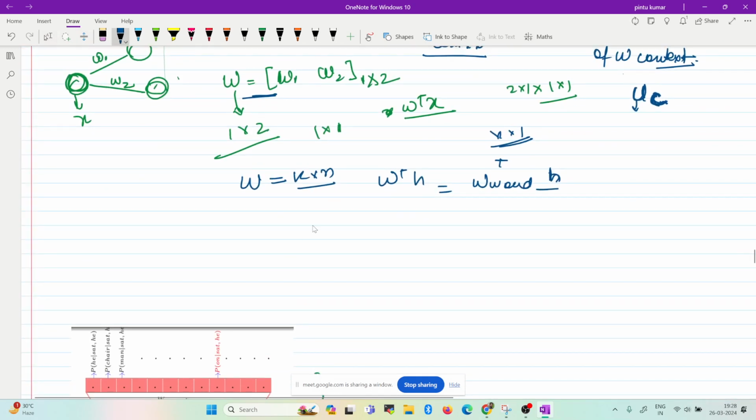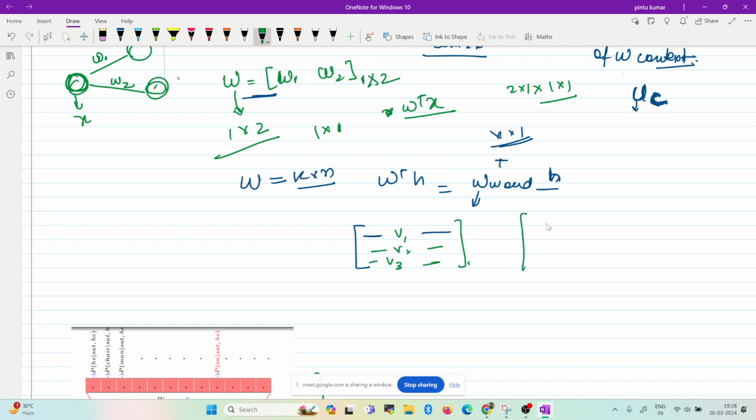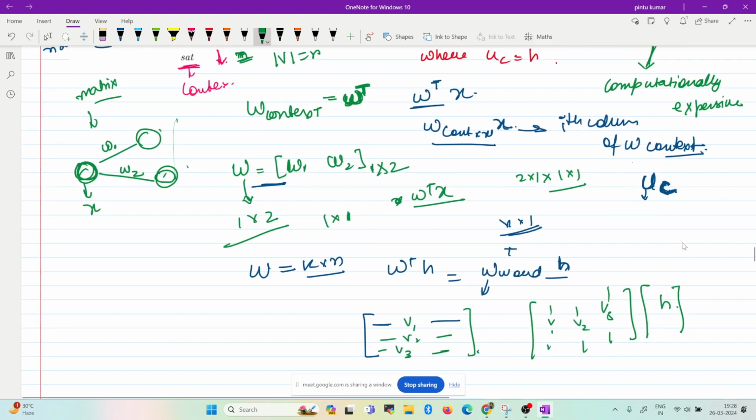Now your W word symbolically has vector representations, let's say this is V1, this is V2. If you take its transpose, it would be something like V1, and you are taking its dot product with your H vector. This is the second thing.